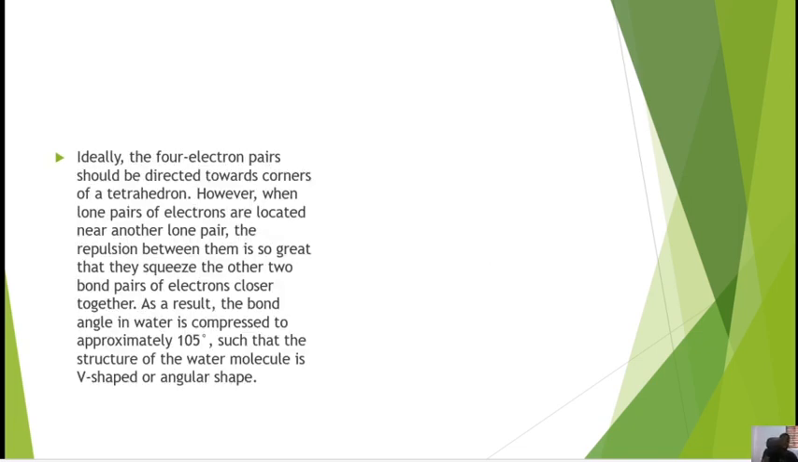Ideally, the four electron pairs should be directed towards corners of the tetrahedron, that is four sides. However, when the lone pairs of electrons are located near one another, these lone pairs induce a repulsion between them. This repulsion is so great that it squeezes the two bond pairs of electrons closer to each other. As a result, there is now a bond angle in water, compressed to approximately 105 degrees. Now, this particular compression leads to the structure of water being the V-shape.